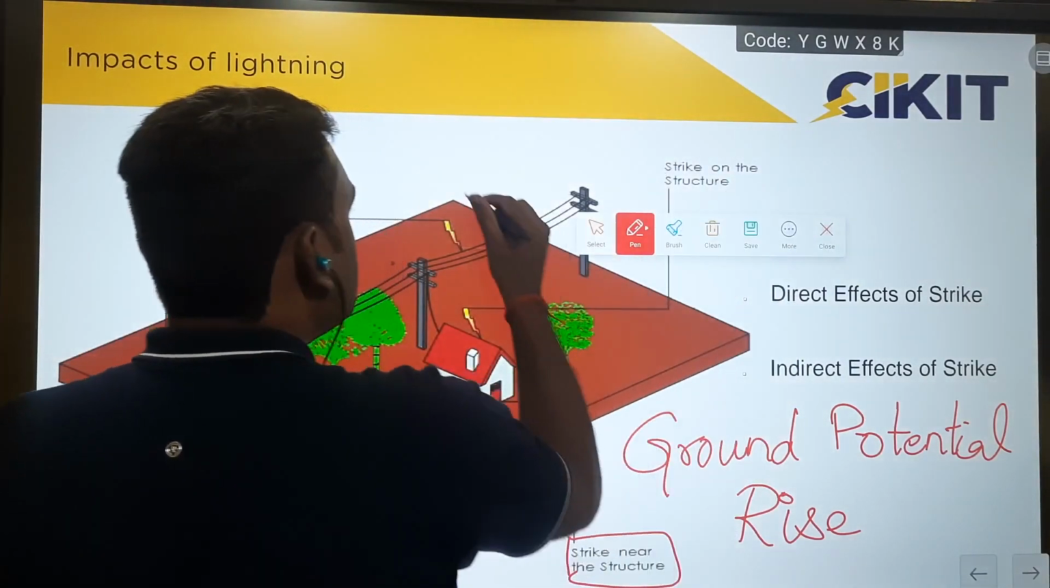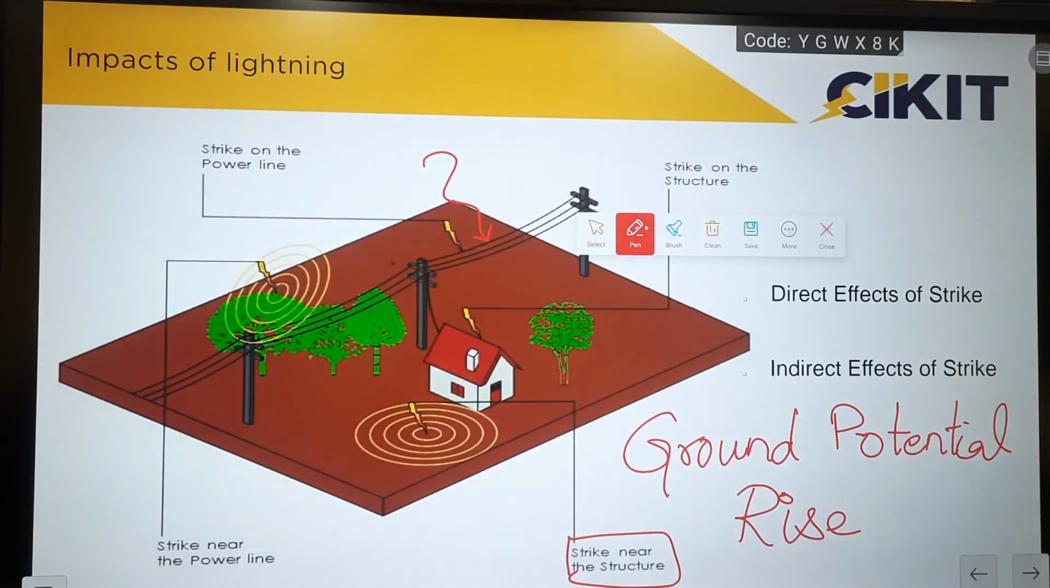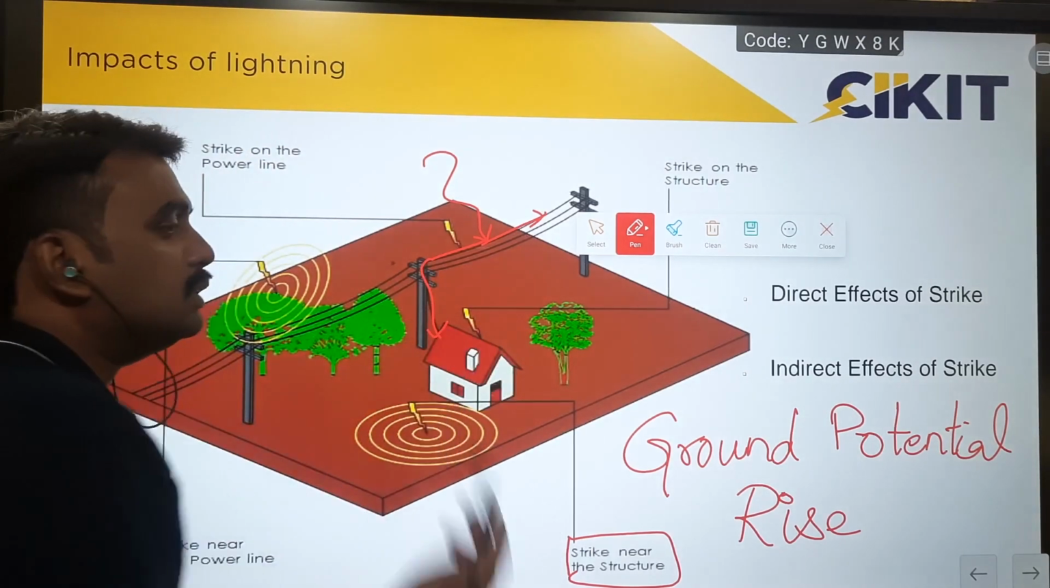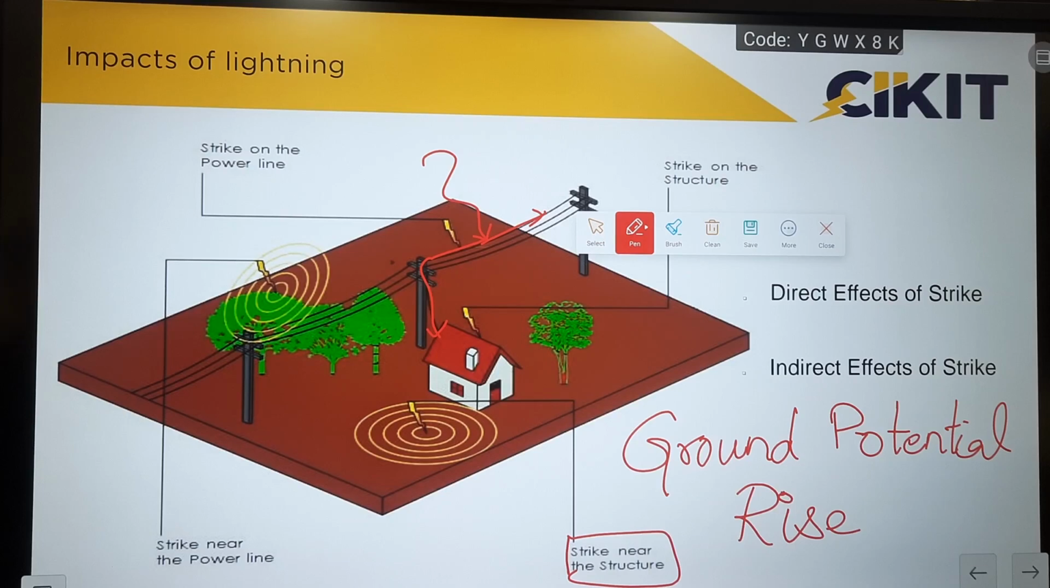And the second option is lightning striking on any power line. So if lightning strikes the power line, then the surges will travel through the power line and enter the structure. So the electrical equipment will fail.